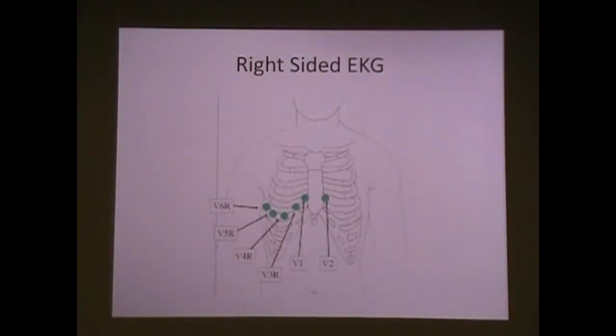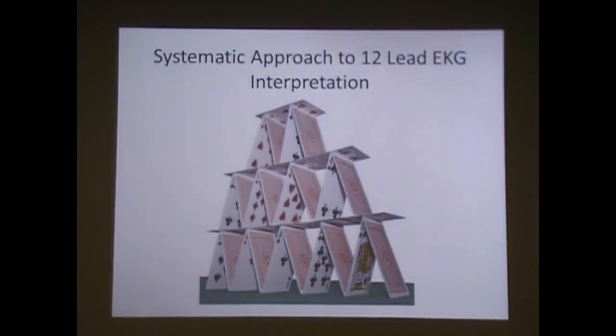The frequency that you would do a right-sided EKG in the field is very rare. I will talk about moving V4 over in an inferior MI to see a right ventricular wall infarct. We'll talk a lot about the inferior MI pattern and why it's different. Again, V1 and V2 need to stay the same.